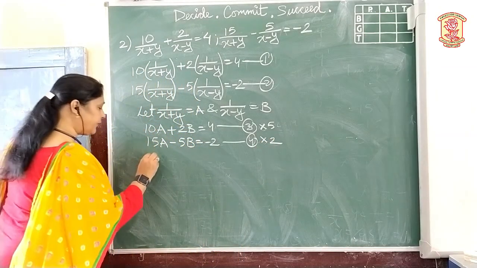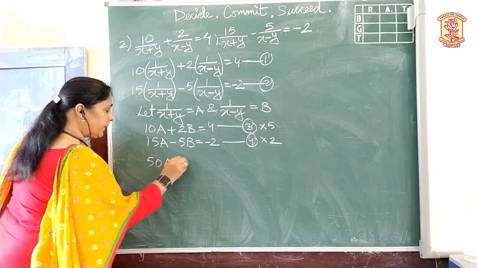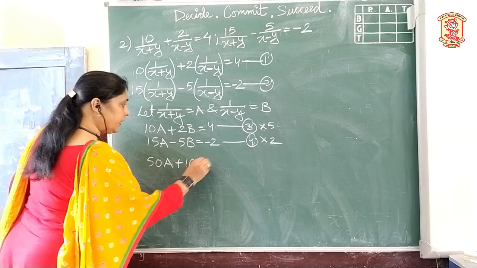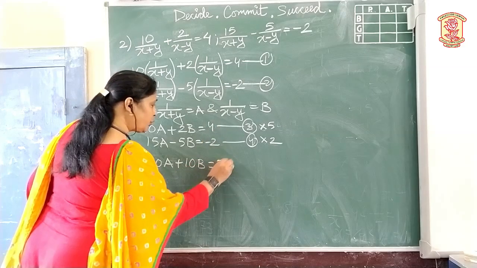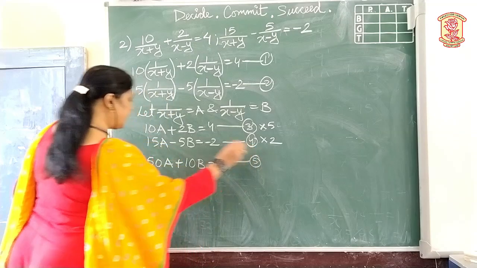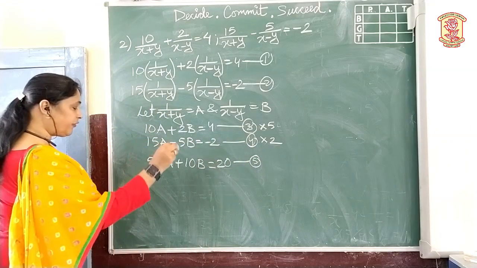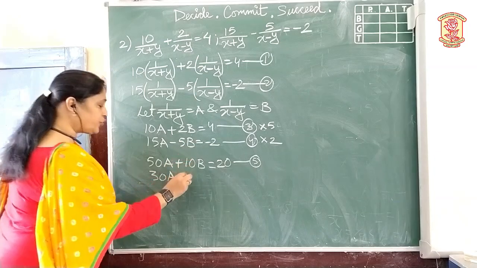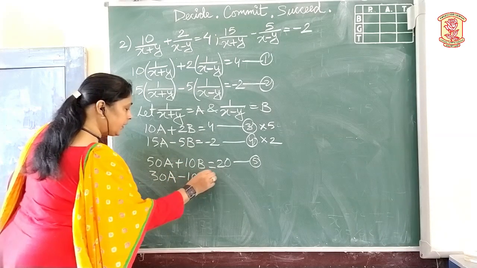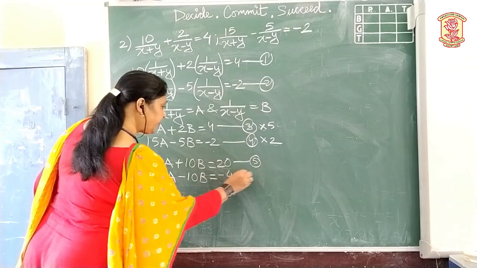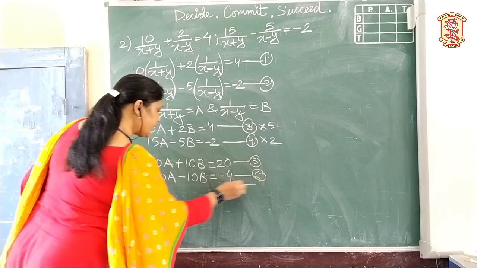So we get 10 5s are 50a plus 5 2s are 10b equals 4 5s are 20. So this becomes the fifth equation. And the sixth one will be 15 2s are 30a minus 5 2s are 10b equals minus 2 2s are 4. This will be the sixth.